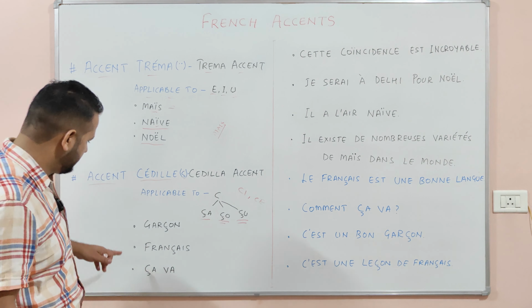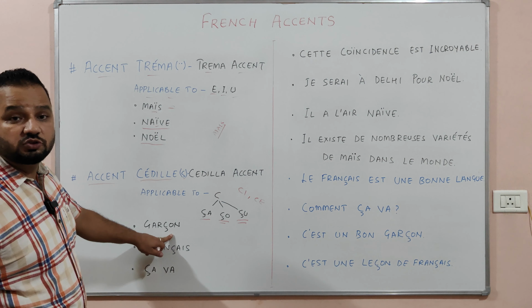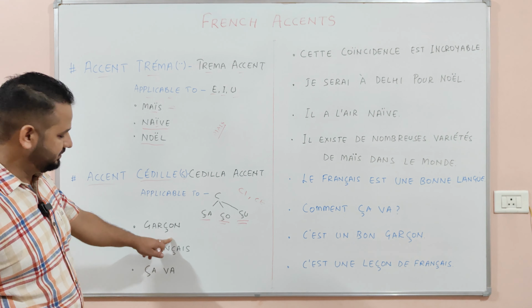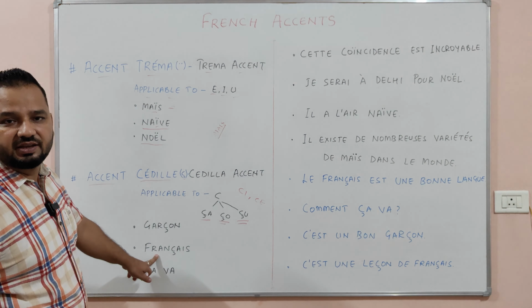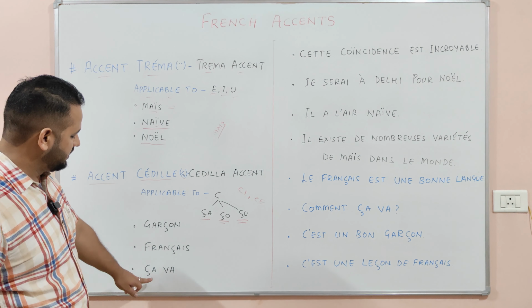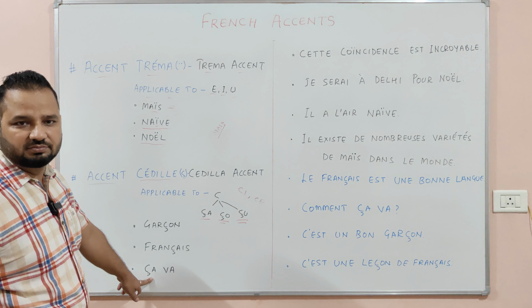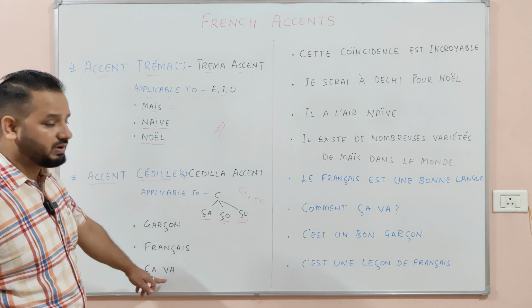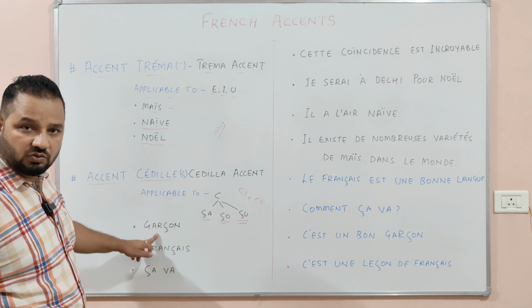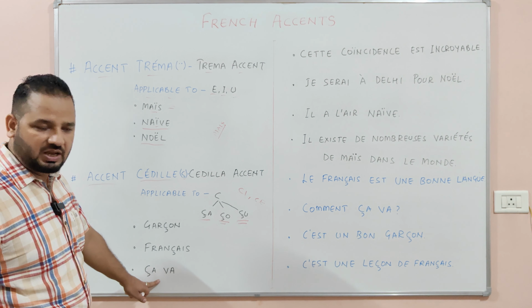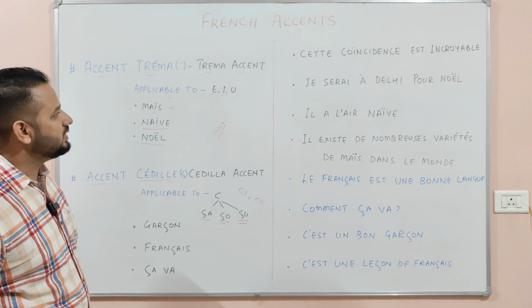Correct? Examples: garçon. Garçon is boy. Français. French. Ça va. Ça va means how are you? Ça va. Garçon. Français. Ça va. I hope it's clear. Okay.